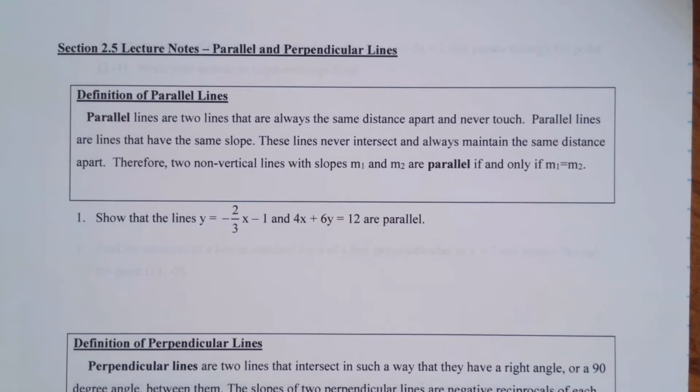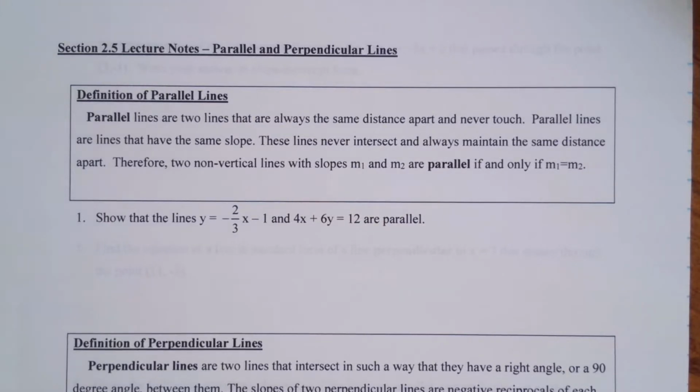So first off, the definition of parallel lines as it states up here at the top of your notes. Parallel lines are two lines that are always the same distance apart and never touch. Parallel lines are lines that have the same slope. These lines never intersect and always maintain the same distance apart. Therefore, two non-vertical lines with slopes M1 and M2 are parallel if and only if M1 equals M2. So again, in mathematical terms, that's the definition. But for you guys, remember that all parallel lines have to have the same slope.